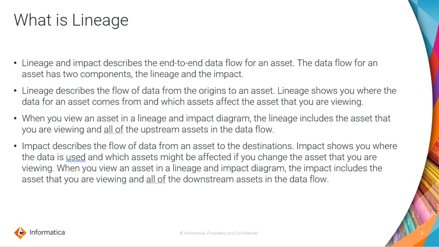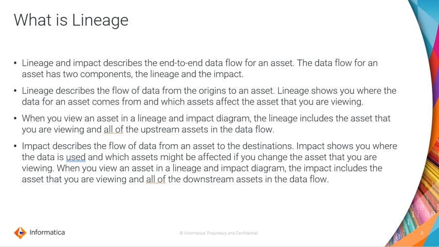So, to give a brief understanding of what is lineage, once again, lineage and impact describes end-to-end data flow for an asset. The data flow for an asset has two components, lineage and impact. Lineage describes the flow of data from the origins to an asset. Lineage additionally shows you where the data for an asset comes from and which assets affect the assets that you are viewing. When you view an asset in a lineage and impact diagram, the lineage includes the asset that you are viewing and all of the upstream assets in the data flow.